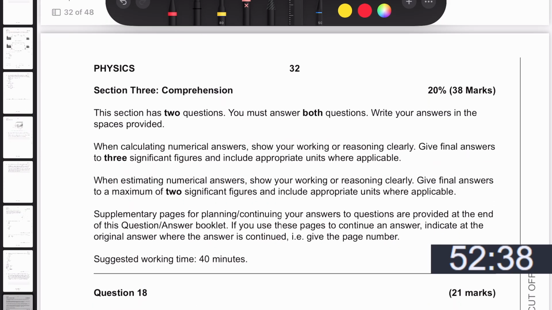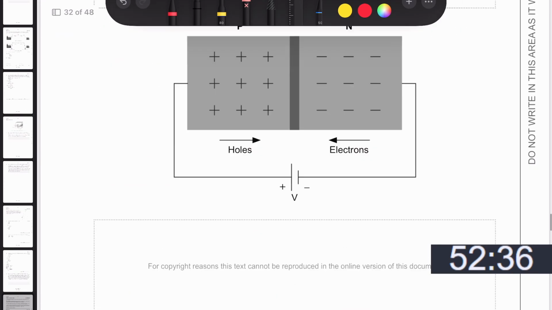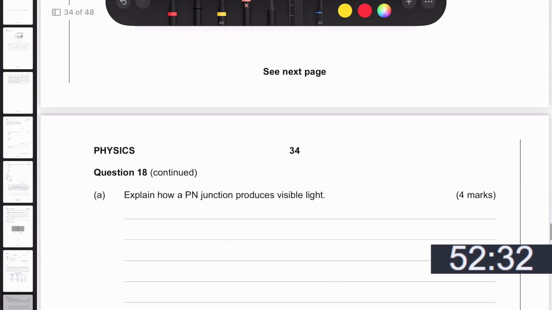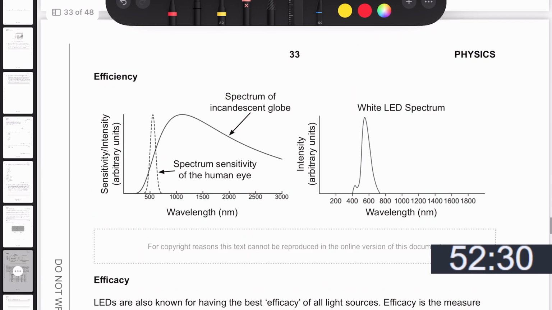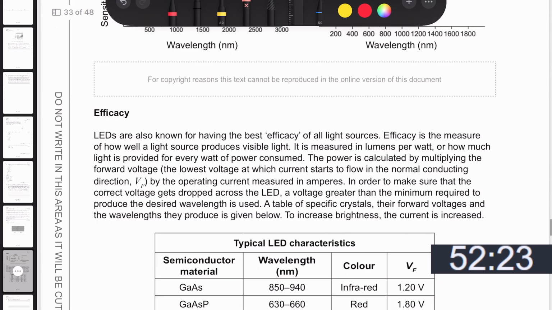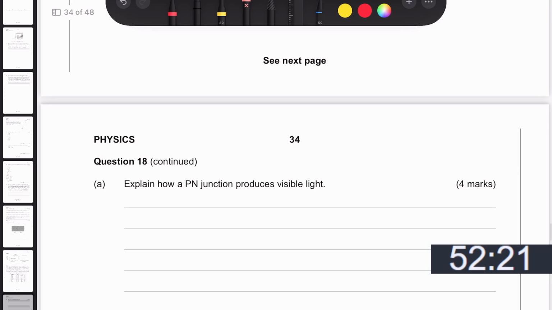Alright, comprehension section. Light emitting diodes. Okay, I feel like I'm going to need this text. Let's just have a see. Yep, I'm going to need this text. Okay, I'll be back then. Pause. Okay, I've got the article up. So what's this first question? Explain how a p-n junction produces visible light.